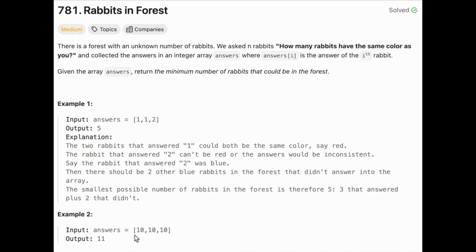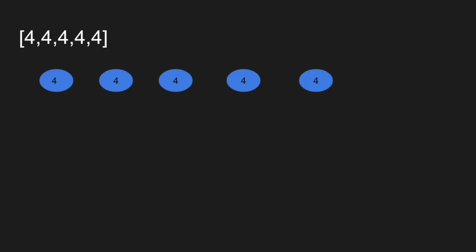If we look at this example, the output is 11 because these 3 rabbits could potentially all be the same color, and they're all each saying that there's 10 other rabbits with the same color as them. So we return 11. So now that we have seen some examples, let's get to how we can solve this problem. Let's go over a few more examples with pictures before we move on to the explanation.